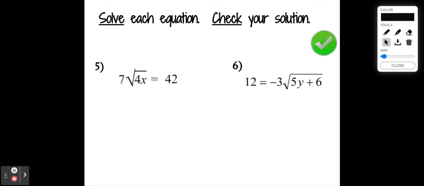But a lot of times students will miss the fact that there's no solution, and it's always a good idea to go back and check your answer. That way you can catch it if there's a mistake.